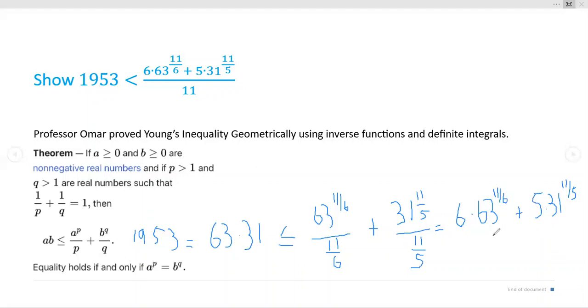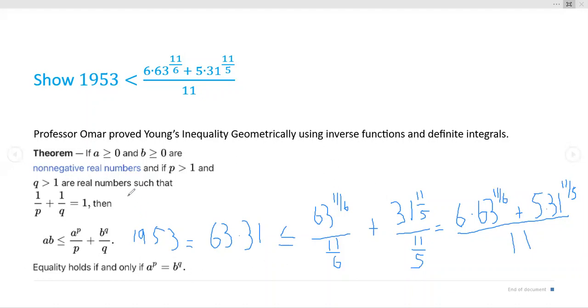And all of this is going to be over 11, because you have common denominators. When you invert and multiply, this would be 6 over 11 times this. So we have common denominators of 11 in both cases. So you see, this is what we set out to prove. 1953 is less than or equal to all of this, but this algebraically is just equal to that. I thought that's kind of nice. Now, notice that these are fairly close.